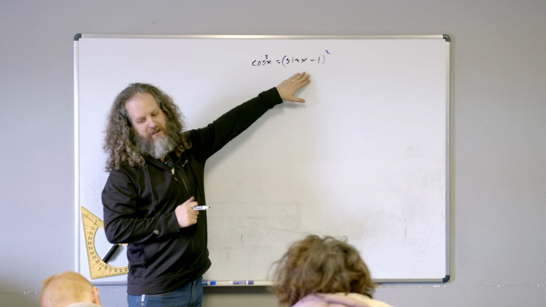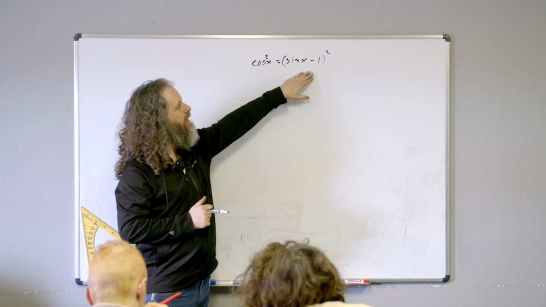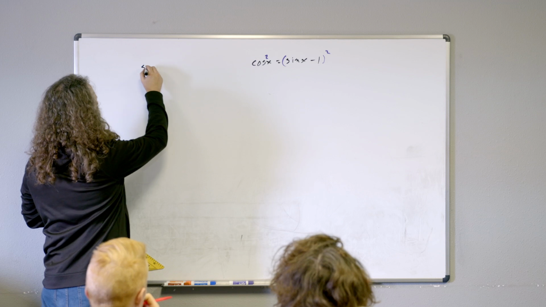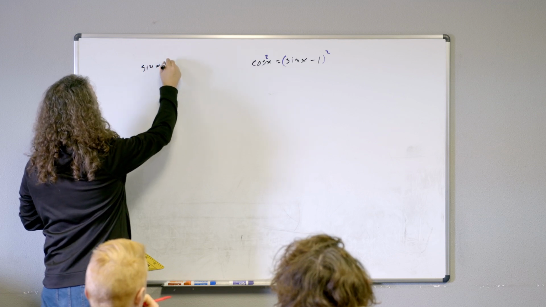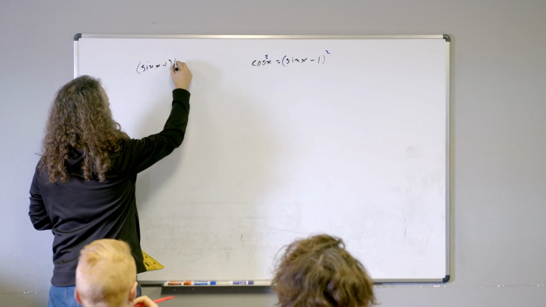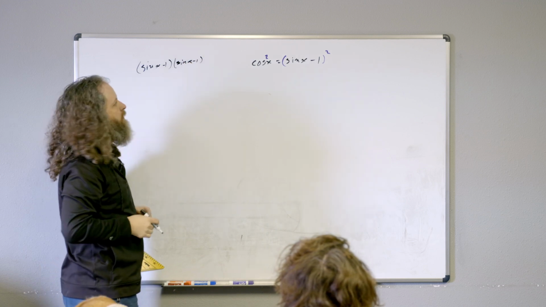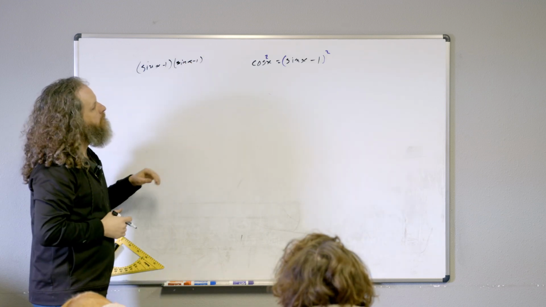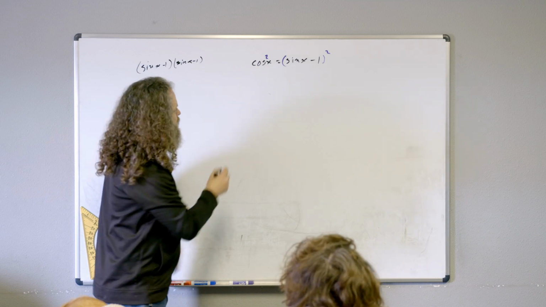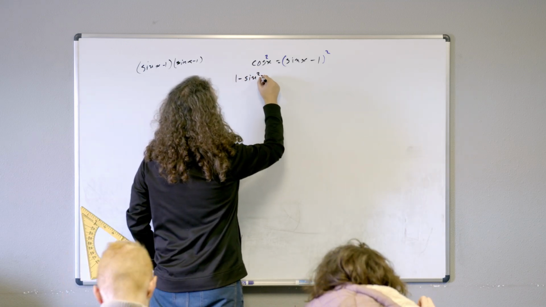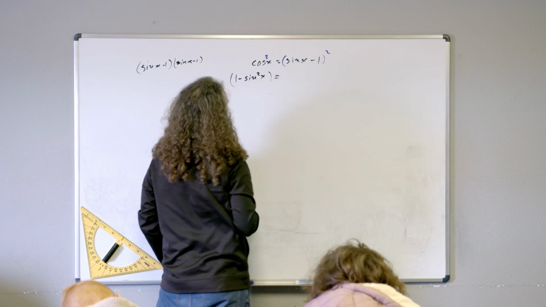Stop writing for a second so I can make sure you hear this. This doesn't distribute. This turns into sine x minus 1 times sine x minus 1. So you're missing a whole middle term if you do that. This one will turn into 1 minus sine squared x. Now we're in the same trig function, that's great.